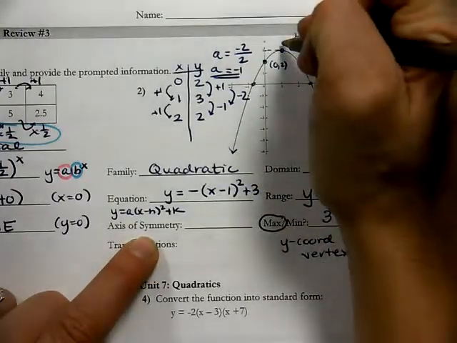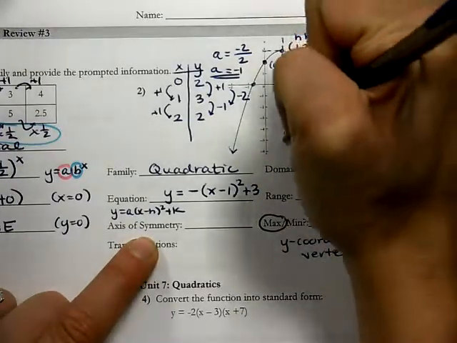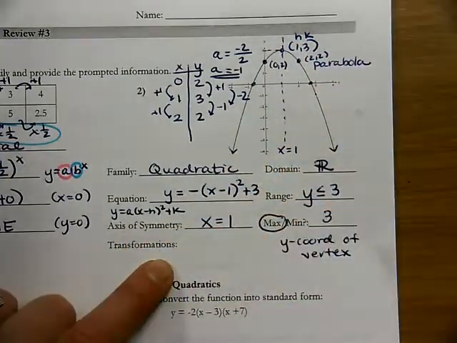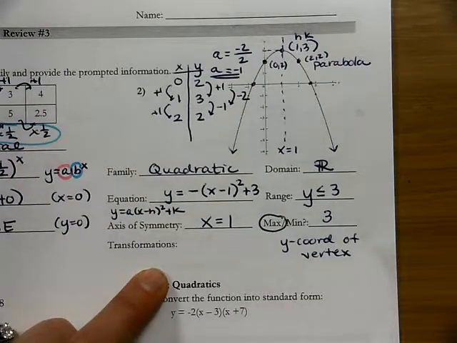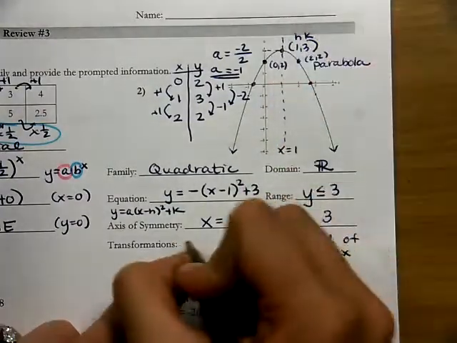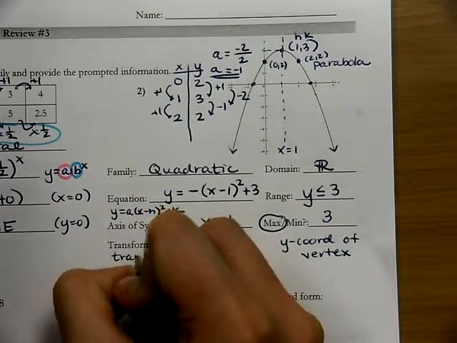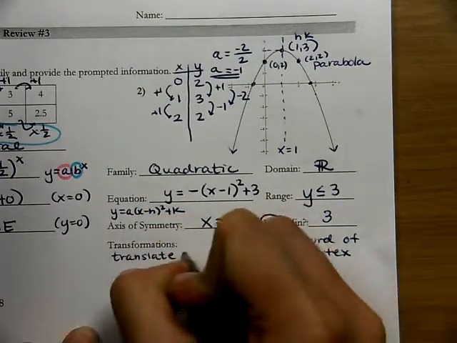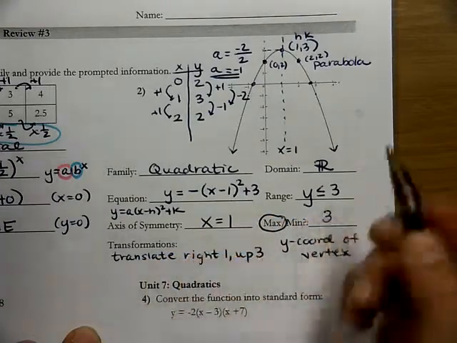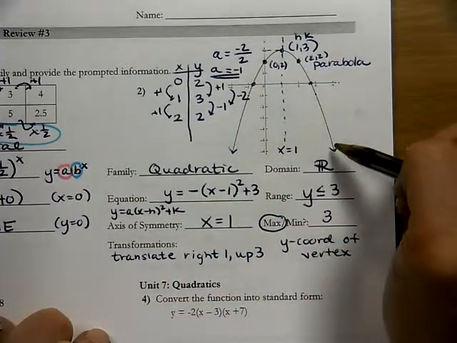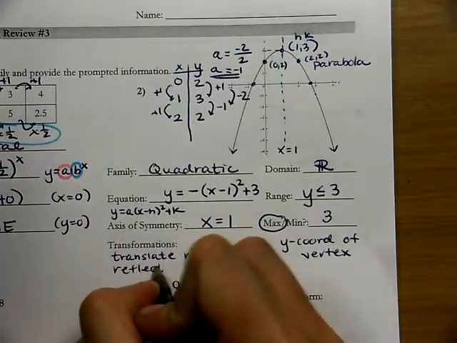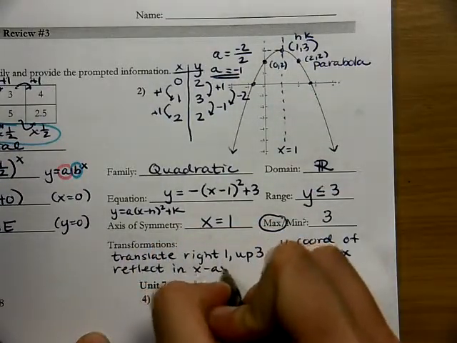The equation for the axis of symmetry, well, this is your axis of symmetry. That's the equation x equals 1. Make sure we have the x equals. And then listing the transformations of this function from the parent function, I can first look at the vertex. I went to the right 1 and up 3. So I'm going to say translate right 1 and up 3.